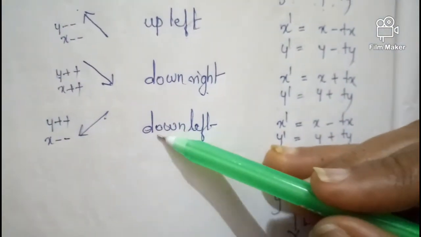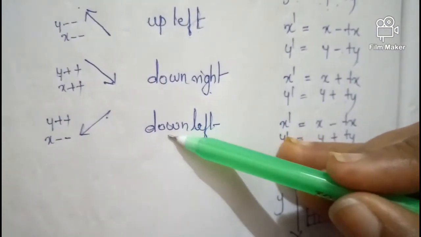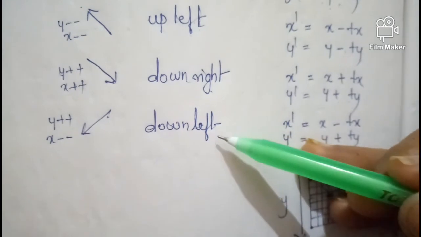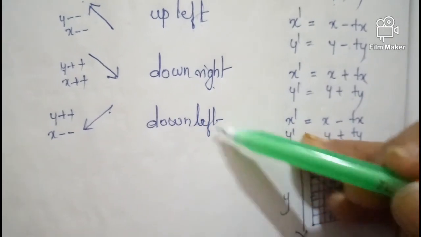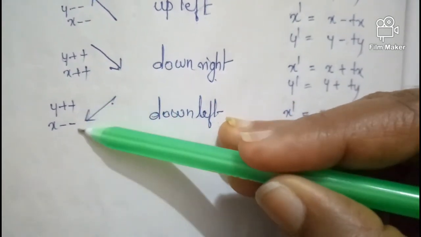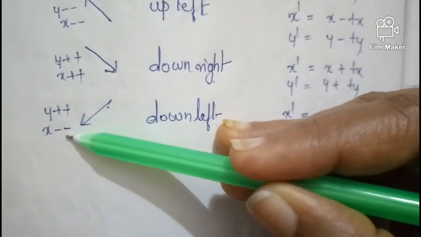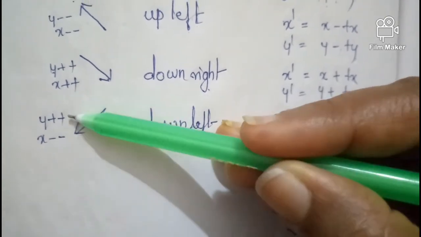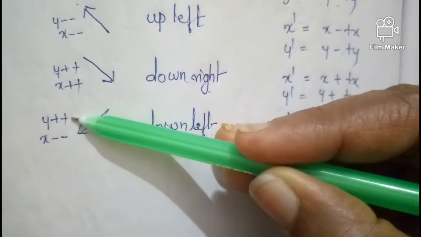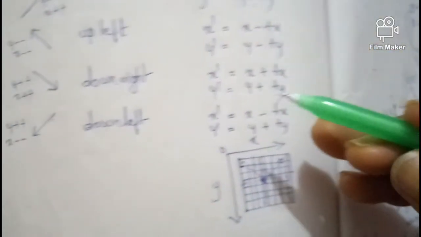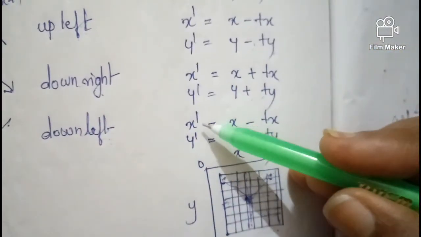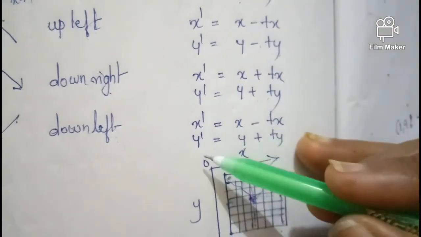Now the last one, down left. Moving down means y increments. Moving left means x decrements. Y increments, x decrements. If x decrements, tx should be subtracted. If y increments, ty should be added. So equation is x dash is equal to x minus tx and y dash is equal to y plus ty.